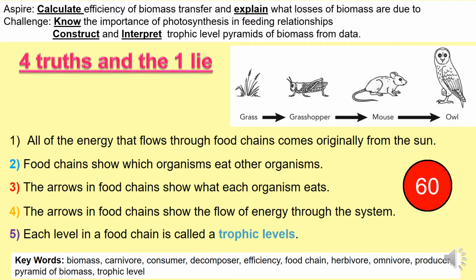So on the slide in front of you, we have a food chain that we would use with a year 7 or 8 student. And to translate that, it says that the grass is eaten by a grasshopper, etc. So the arrow means eaten by. Now there are 5 sentences, and each of those sentences has some science in it. 4 of them are correct and 1 of them is a lie. So I'd like you to spend 60 seconds looking through each of those sentences and see if you can pick out which one is a lie.